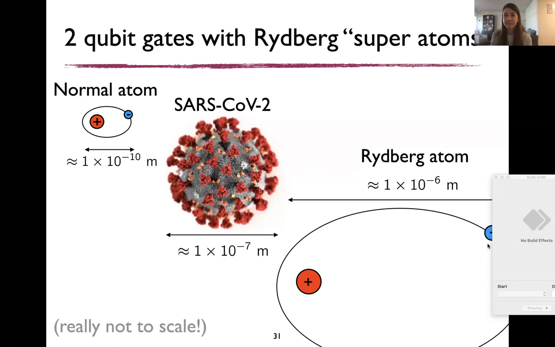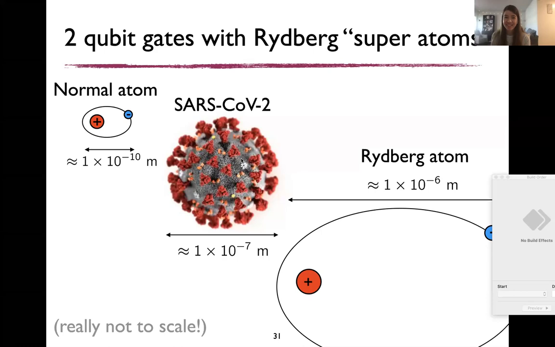And because the separation of these charges is now really large, they have strong electric interactions. So now these Rydberg atoms can be used to generate entanglement and things like that. And I just wanted to give you a sense of how big these Rydberg atoms are. This picture is really not to scale, because otherwise it wouldn't fit my screen, but some of these atoms in the Rydberg state are actually larger than the coronavirus.